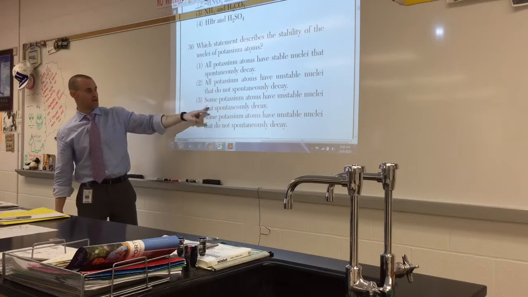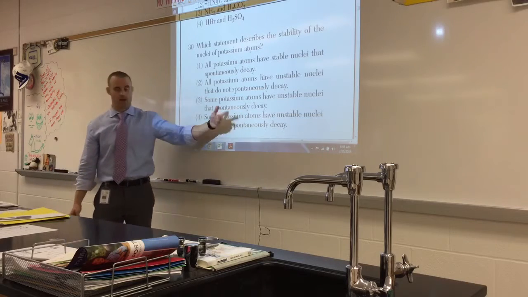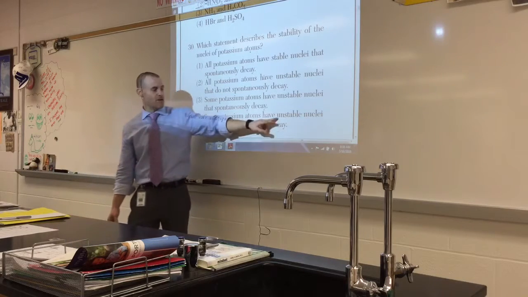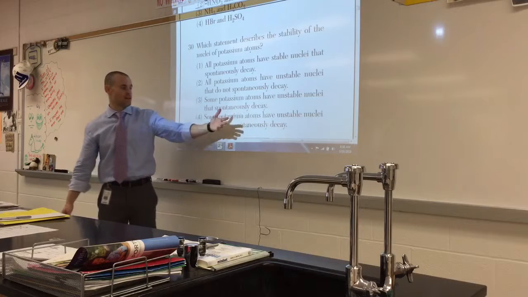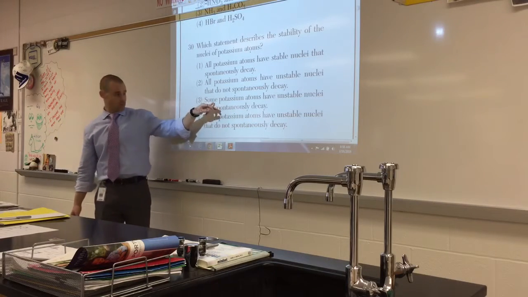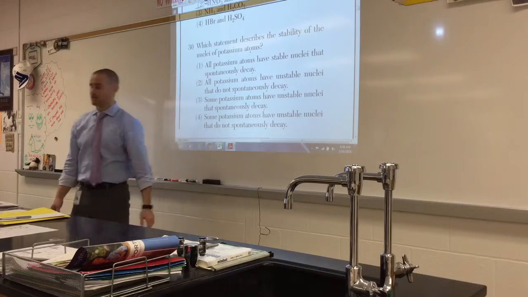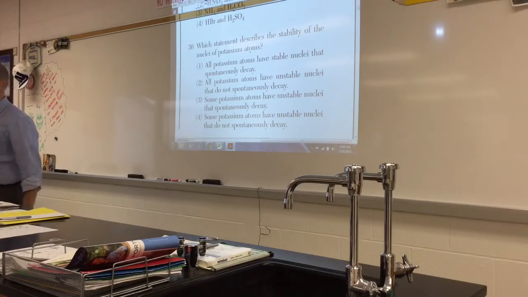Some potassium atoms have, that's what he thinks is right. Some potassium atoms have unstable that do not. Okay, so that doesn't make sense. If it's unstable, it will spontaneously decay. Three is correct. Very good. The key here is some. Some potassium atoms have unstable nuclei that spontaneously decay. Not all atoms of elements spontaneously decay. Good job.